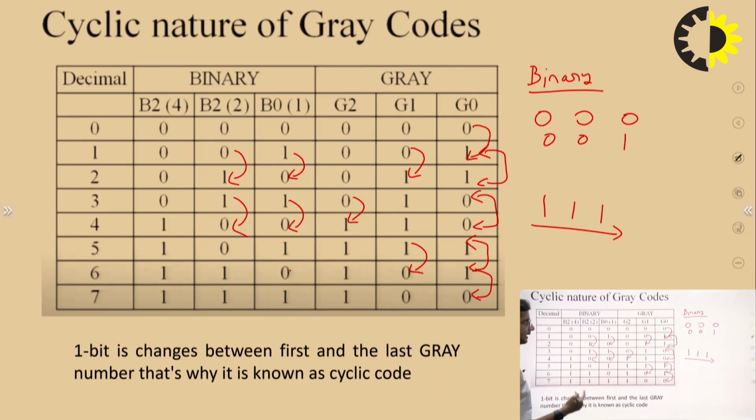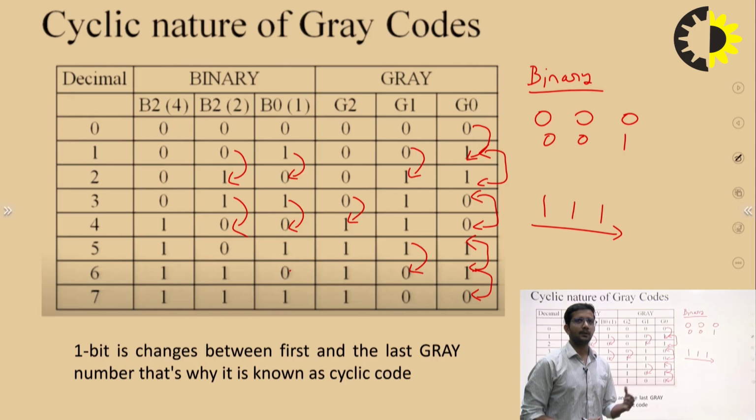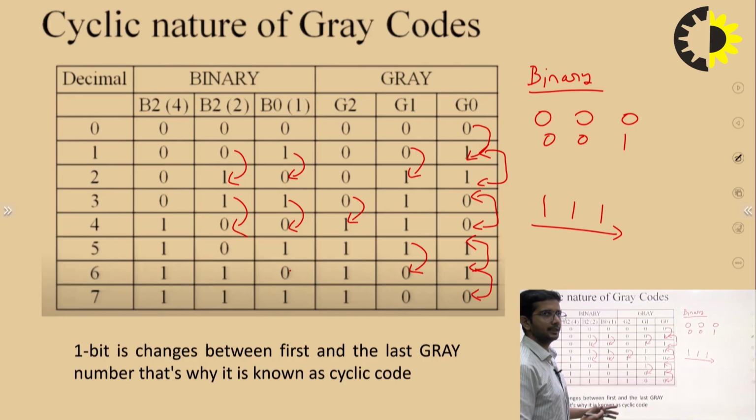So the gray code advantage is that there is a smaller number of transitions between the bits. So it will consume less power as compared to binary code if we are using it in a circuit implementation.